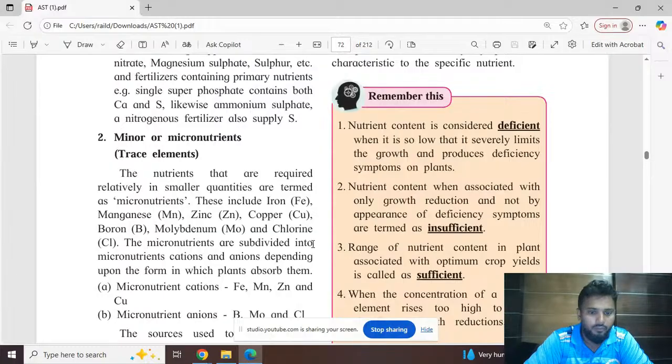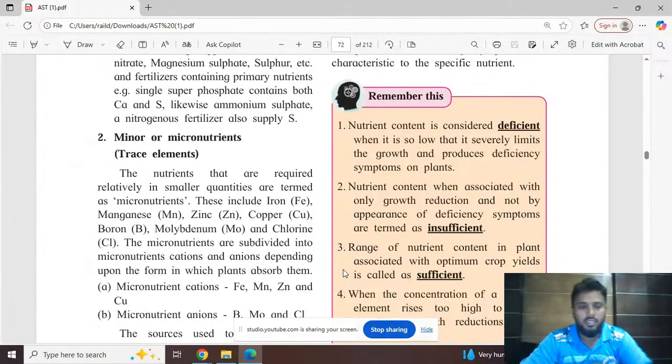ठीक है? Which are the four elements? Iron, magnesium, zinc, and copper. These four elements have positive charge, and hence they are called cations, whereas boron, molybdenum, and chlorine have negative charge, and that's why they are called micronutrient anions.